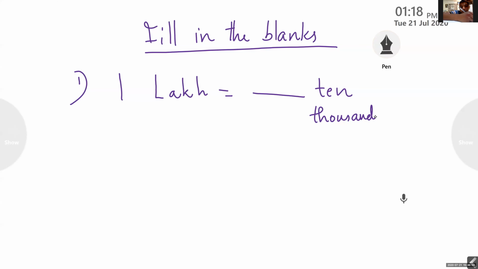Okay, 1 lakh equal to dash 10,000. That means how many 10,000 will make 1 lakh? How many 10,000? Write the answer there fast.